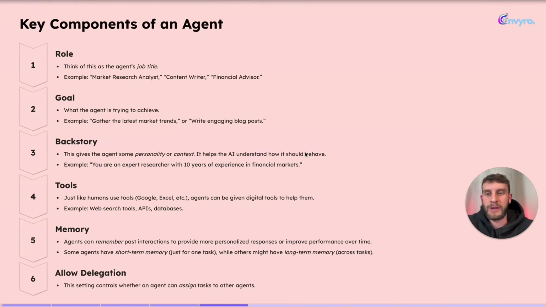So again, you can think of these as the agent's job title for the role. So content writer, financial advisor, just going to have more examples here. The goal would be something like gather the latest market trends or write engaging blog posts. Some example of a backstory could be you're an expert researcher with 10 years of experience in financial markets. And then for tools, like I mentioned, just like humans use tools, agents can also use digital tools to help them. So things like web search tools, making API calls, or interacting with databases. And then for memory, again, agents can remember past interactions to provide better results. So you can have short-term memory for just one task, or you could even have long-term memory across many tasks. And again, for delegation, this is simply whether an agent can assign tasks to other agents.